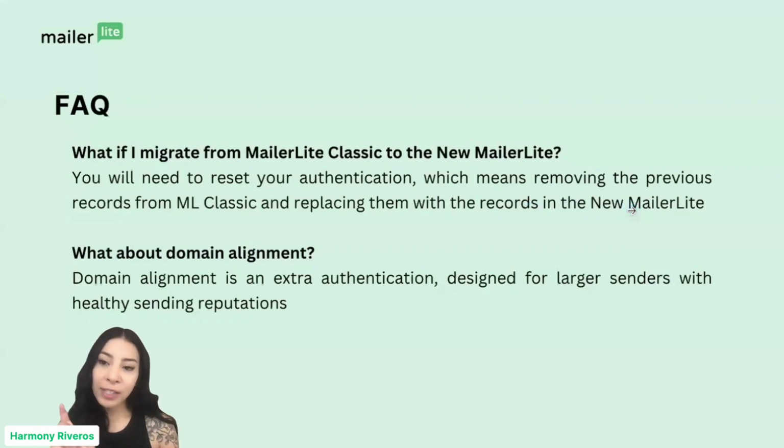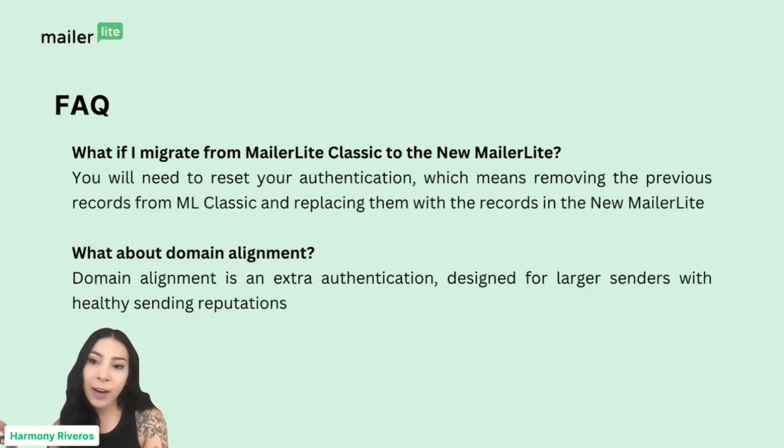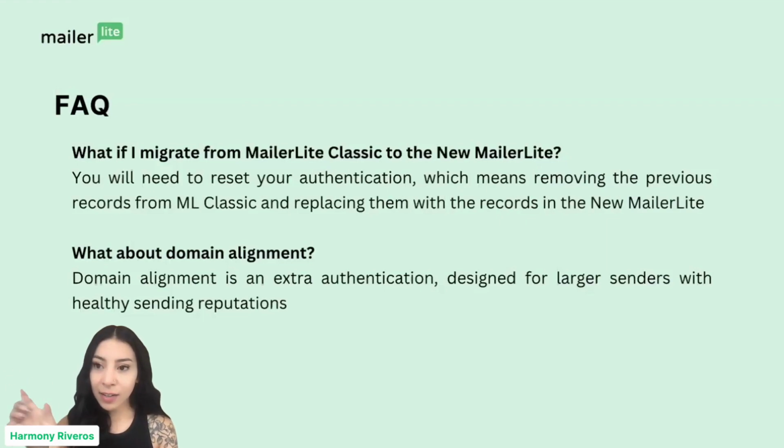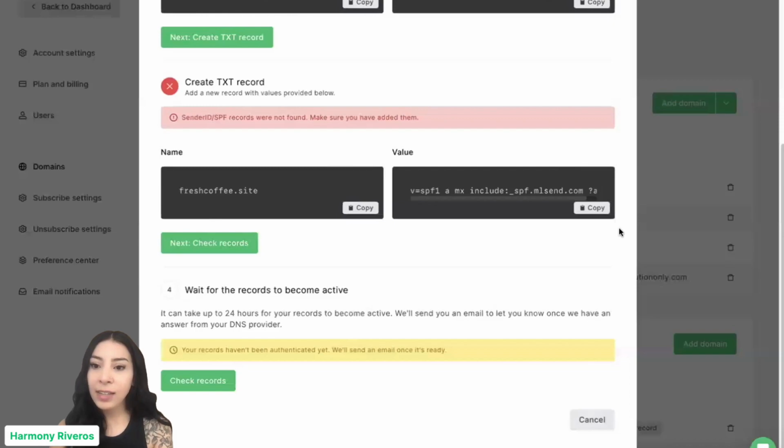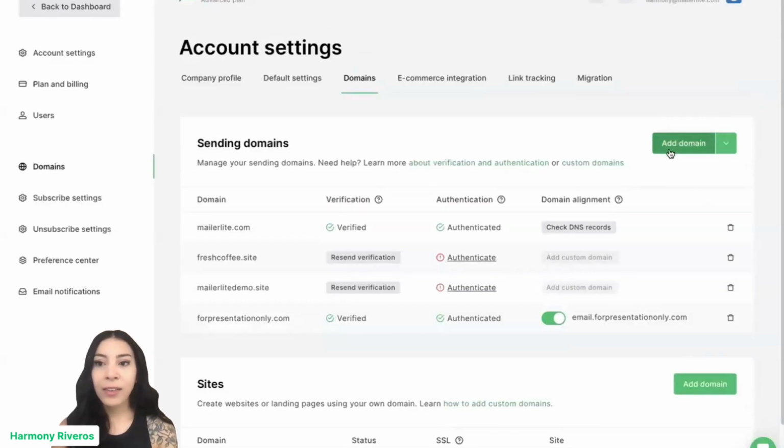So because the records are slightly different in each one, you will have to remove the ones from Classic. So go into the hosting provider, find the Classic records that you added before, delete them, and then go through the process that I just showed, where you go into the new MailerLite, you add your domain, you authenticate it as I've shown, and go through that process in the new system. So you will need to re-authenticate if you are migrating. That is only if you are migrating from Classic, that is what you'll need to do.